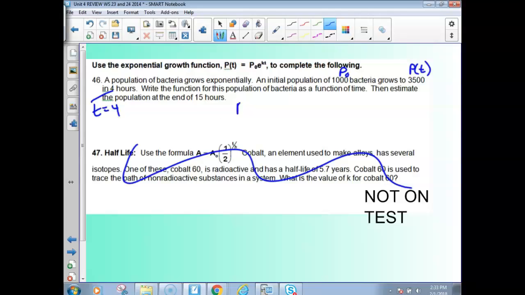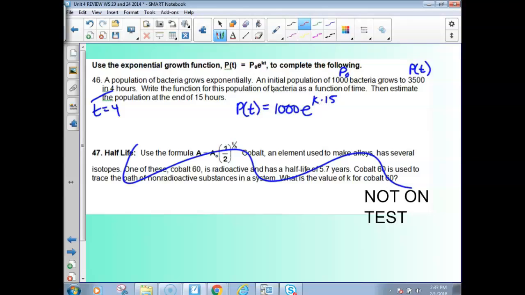All right, so P of t is equal to 1,000 times e to the k times 15. Now we want to figure out our k, right? So this is the equation. I am going to do that now. So it said to write an equation as a function of time, which would be this.